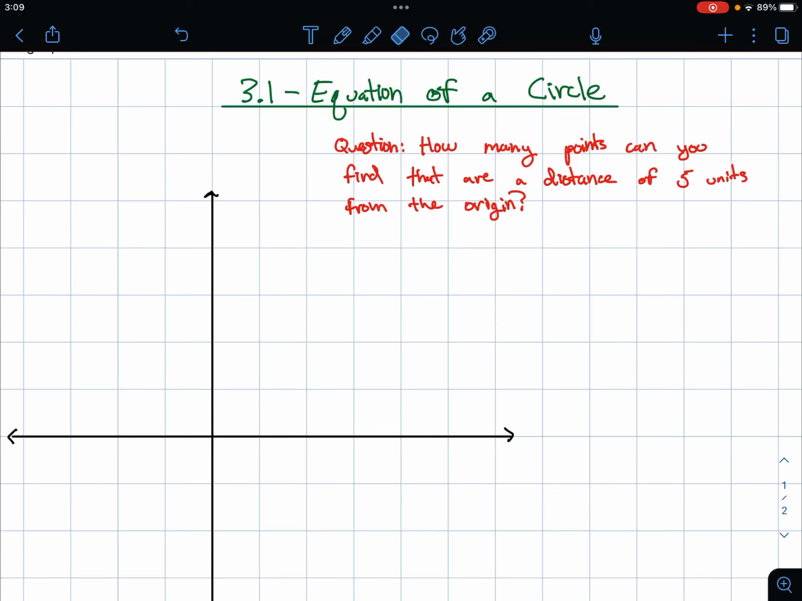In lesson 3.1, we're going to look at the equation of a circle. And we're going to start with this question. How many points can you find that are a distance of 5 units away from the origin?